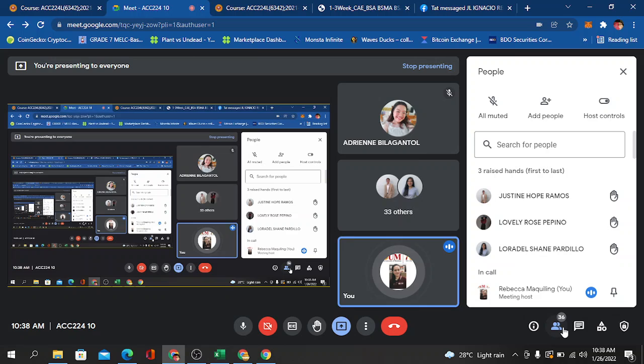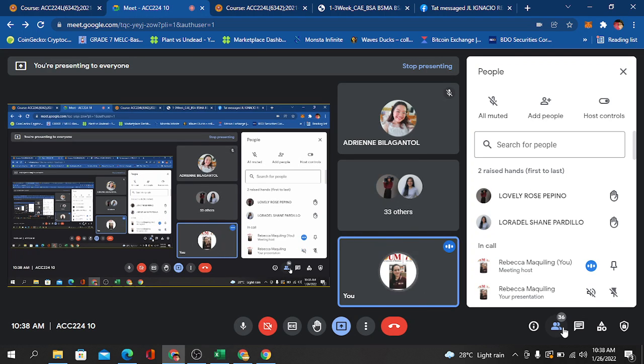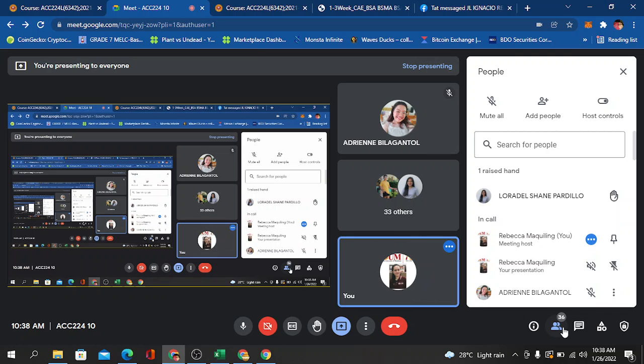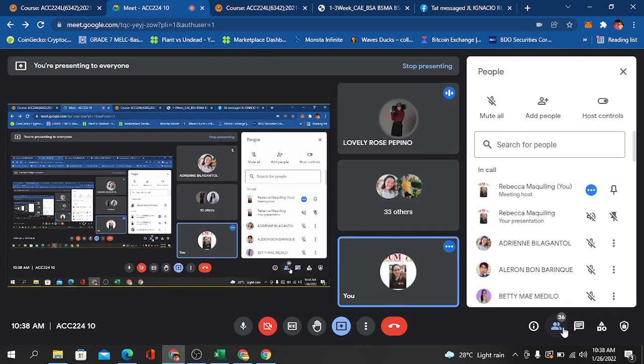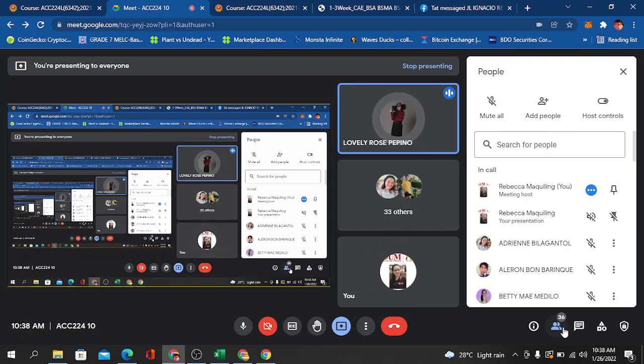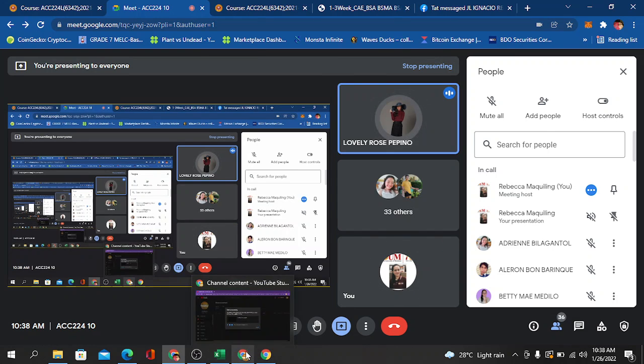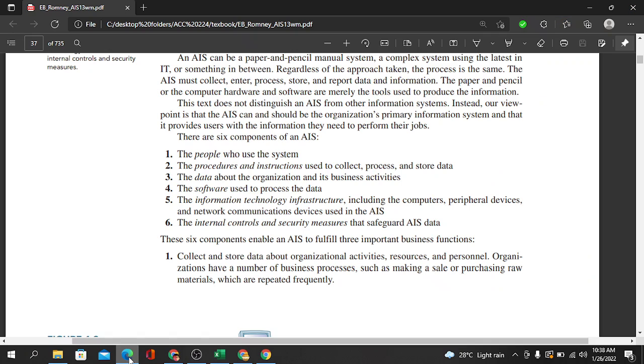So, meron tayo here. Si Ramos, mana naman ni si Ramos, si Pipino. Pipino, and then Cornelius. Good morning, ma'am. I think no one is superior sa components of AIS since every component is needed in order for AIS to process data and produce information po. And the procedures or instruction is also very crucial and important since para ma-align siya sa strategy or goals ng organization po. Okay. How about you, Pardilio?